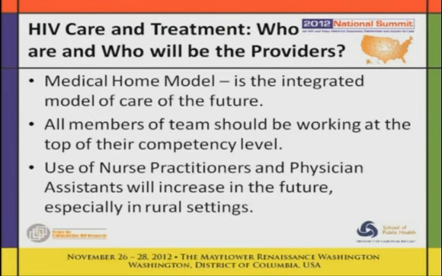And to do this, all members of the team need to be working at the top of their competency level. We need to make sure that we have a team approach where everybody is working together to provide the best care. There is also talk about the use of nurse practitioners and physician's assistants and how that will increase in the future, and especially in rural settings, to take care of HIV patients.